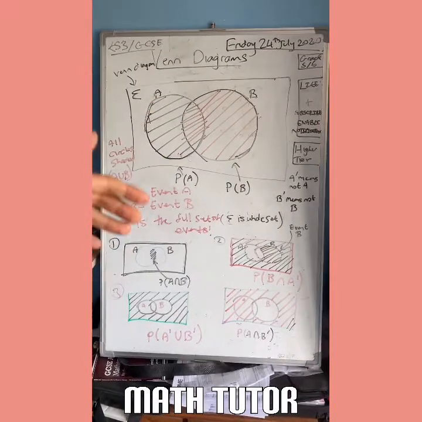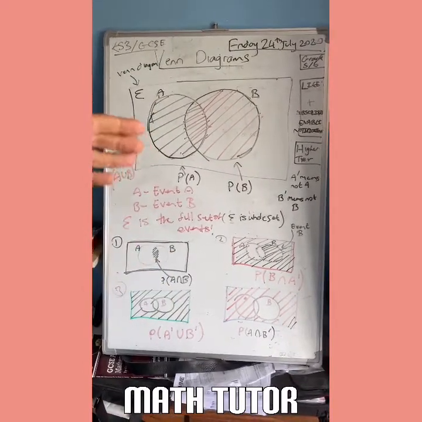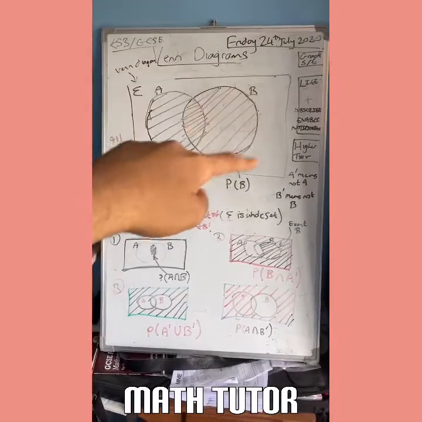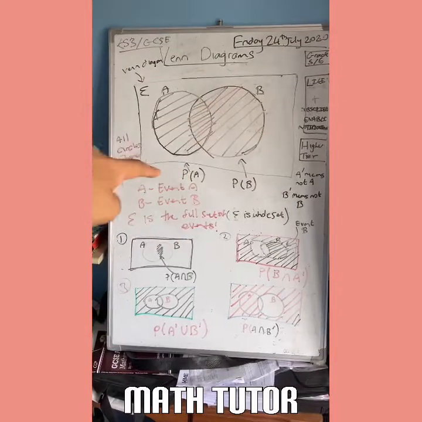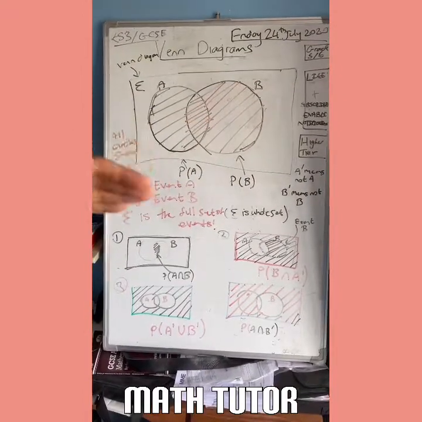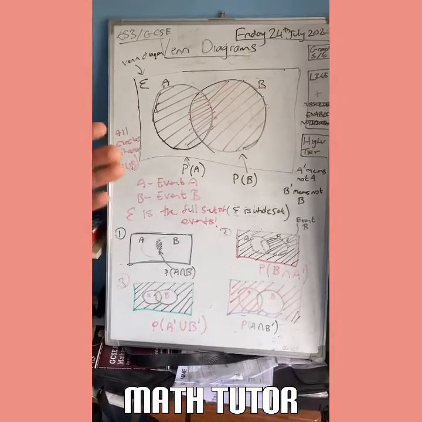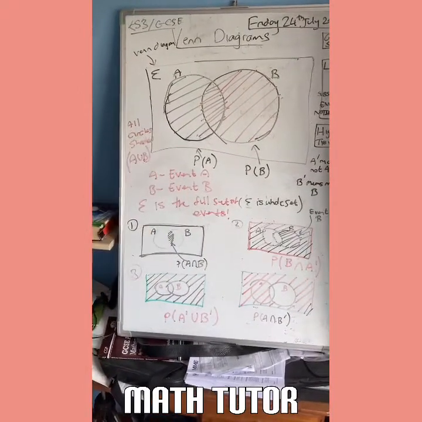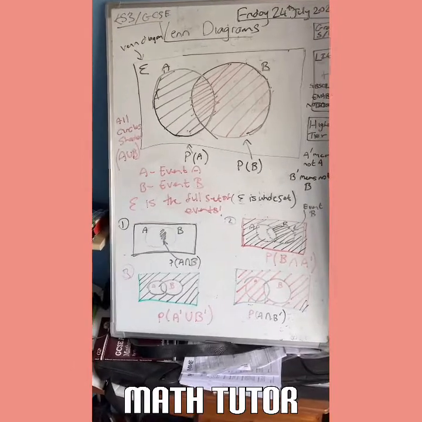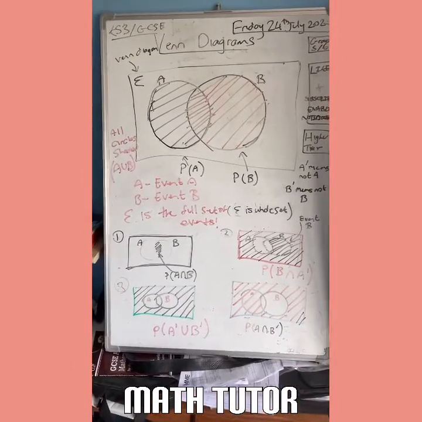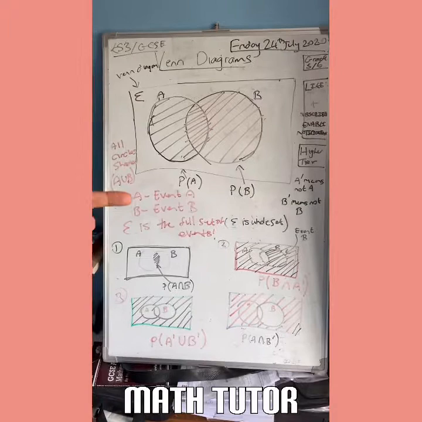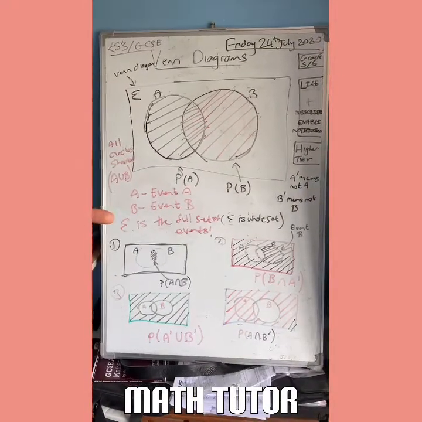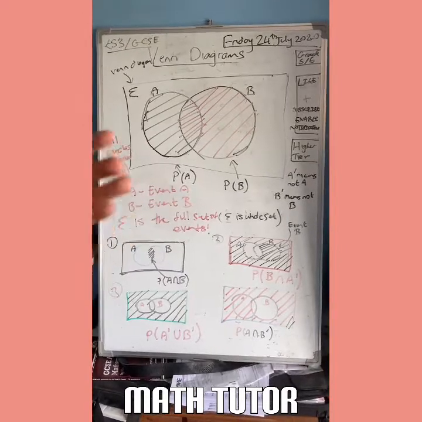If the event does not lie in A or B, then that will be everything outside of the circles. So everything within this box that would not be event A or event B. So I've put here: A is event A, B is event B, and epsilon is the full set of events A and B, and the box.